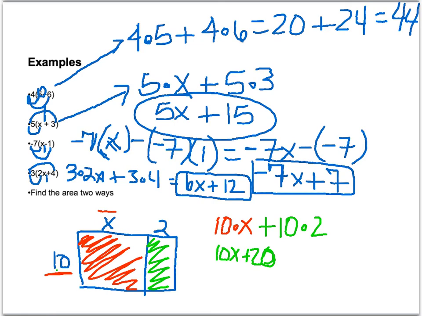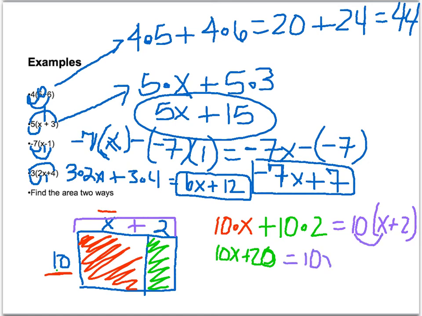Now let's do this another way. Another way I could do this is I could say, all right, well, I just want to do the whole thing. So this length right here is x plus 2. And so it would be 10 times x plus 2. And using the distributive property that we've been working with, I do 10 times the first number, which is 10 times x, or 10x, plus 10 times 2, and 10 times 2 is 20. Look at that, we have the exact same answer.